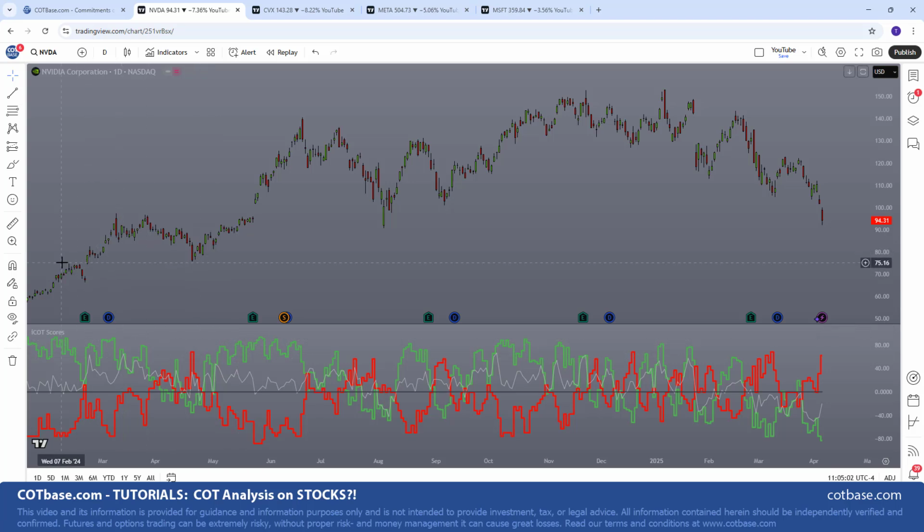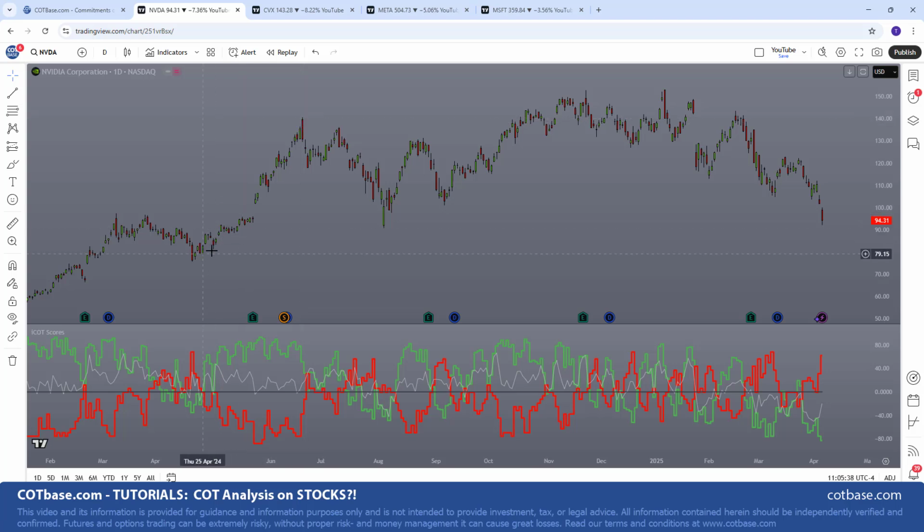You can see that as the market is going higher, we do see these extremes in the market. There are of course always reversals. You can see that Nvidia pretty much reached a top over here at 95 and couldn't really breach that level, and it started declining. Now, as it did, you can see that we got a bullish extreme from the ICOT scores lines. Once that took effect, the market rallied.